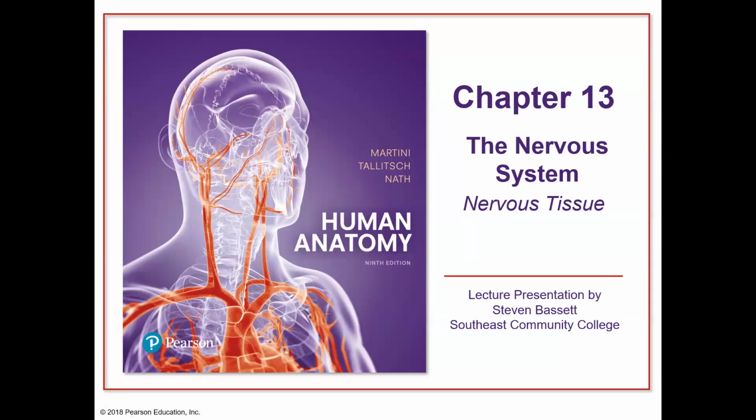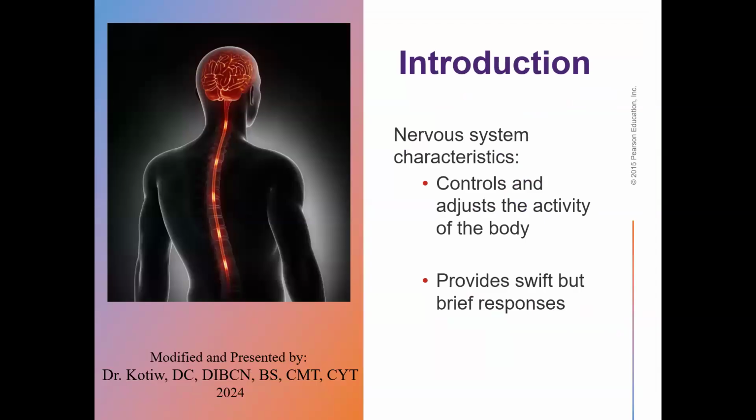Good afternoon. This is chapter 13 out of your Martini Human Anatomy book. This is covering the nervous system and specifically nervous tissue in this chapter. Introduction here. So the nervous system characteristics.